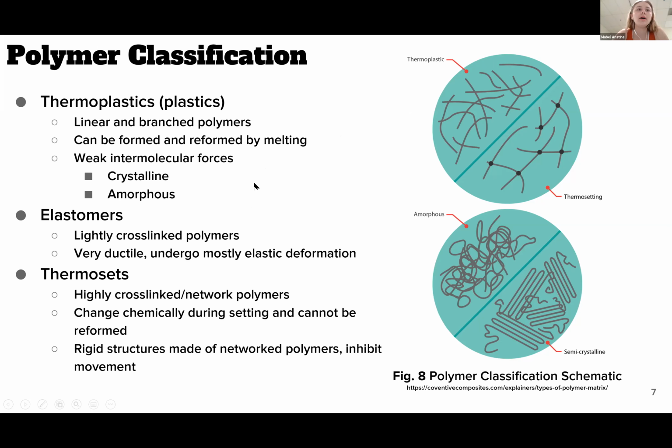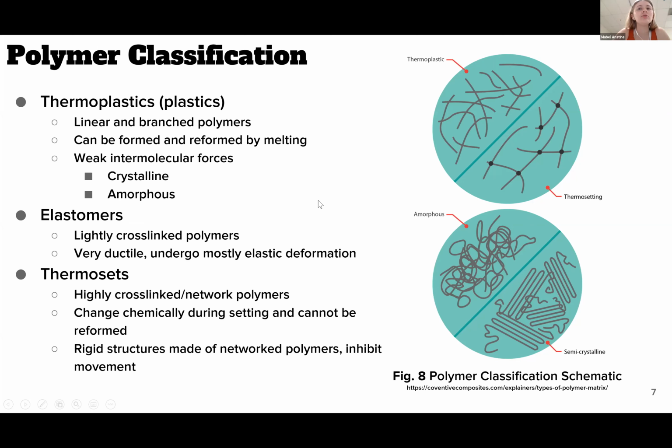So if you're going to heat up a thermoplastic and melt it down, sometimes upon cooling, it's going to become amorphous, which you can see here it has little to no organization in its structure. But sometimes when it cools down, they can form these semi-crystalline structures. So that is under thermoplastics.